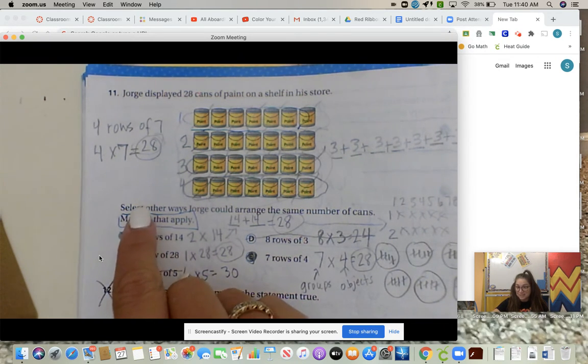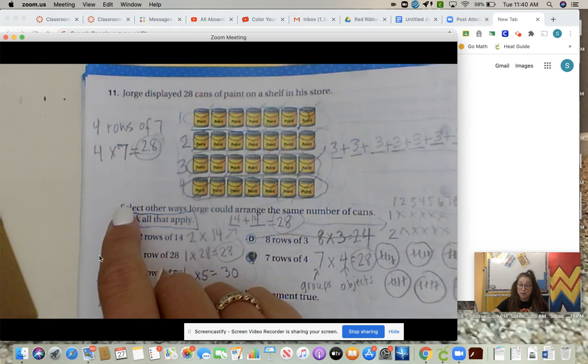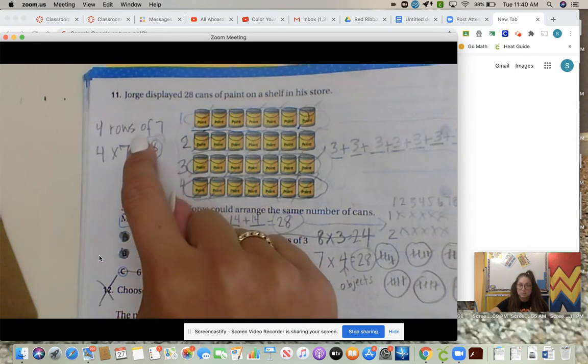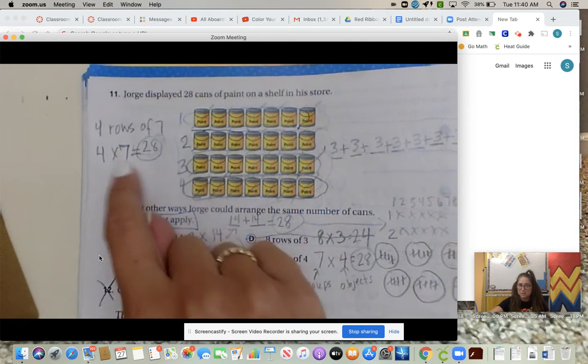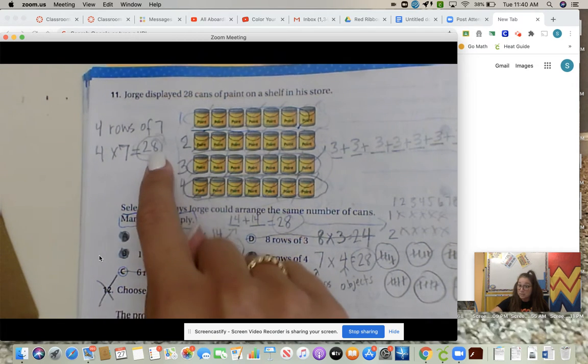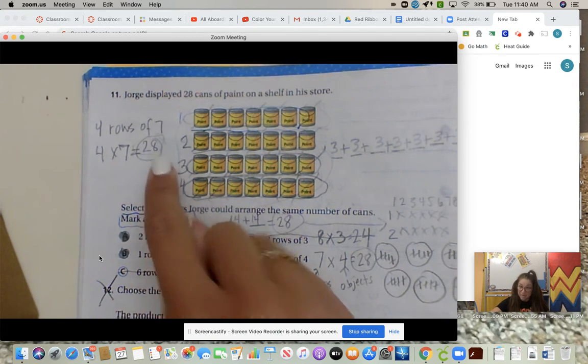When you get questions like these, you need to solve the problem, and it needs to equal the same amount as the example problem. Right now, our example problem is 4 times 7 equals 28. So every single multiple choice answer that equals 28 is correct.